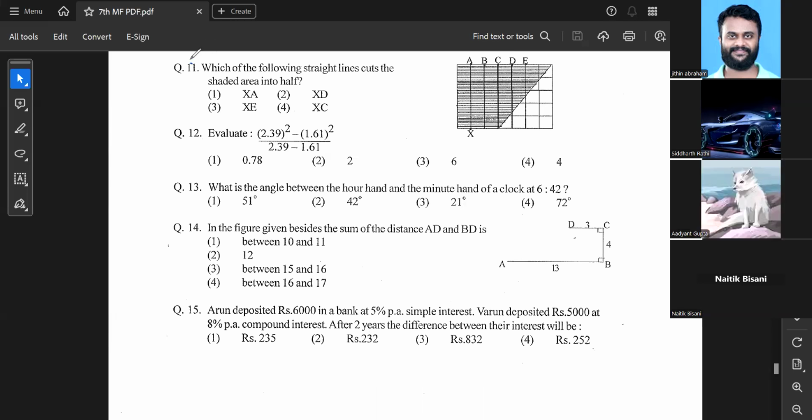Sir, 11th is easy. The following area cuts the shaded area into half. Yeah, this looks like actually an easy problem. So area, you know the area formula, you can directly go further. So this I am giving you as homework.